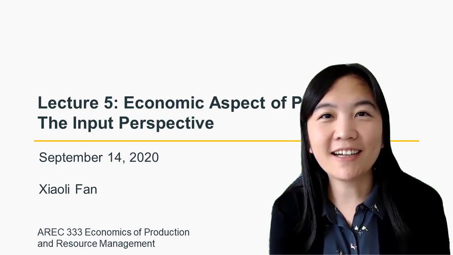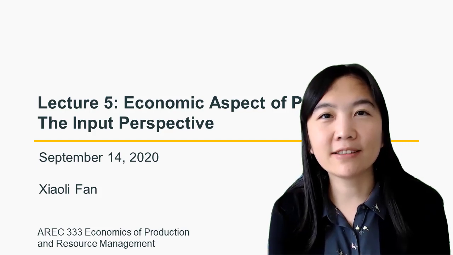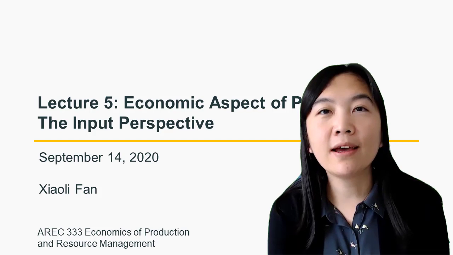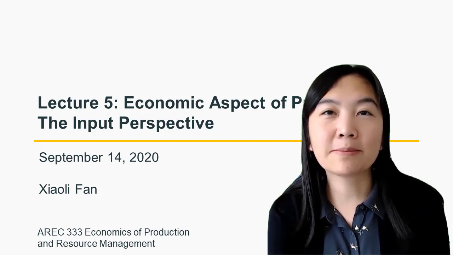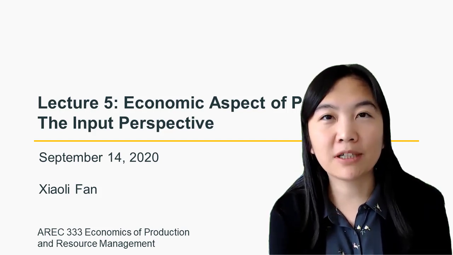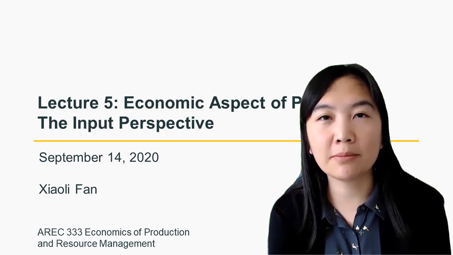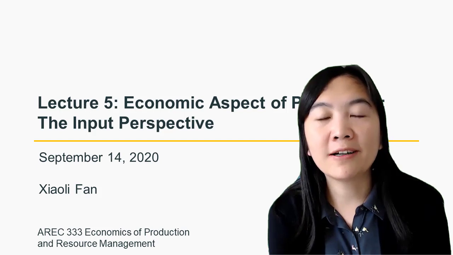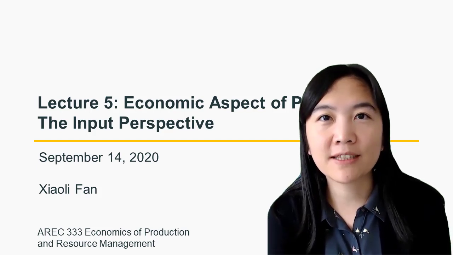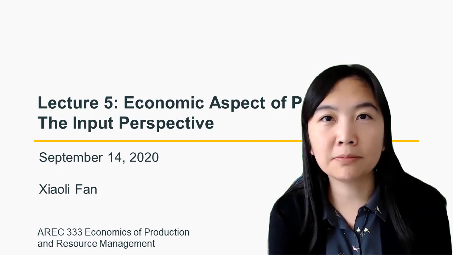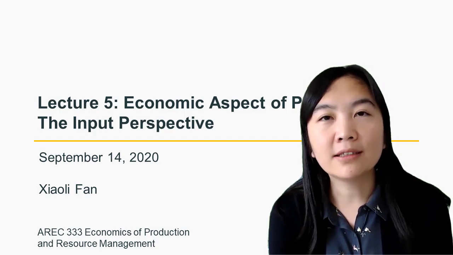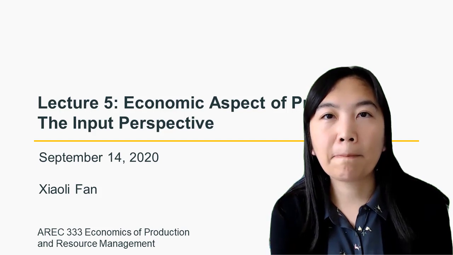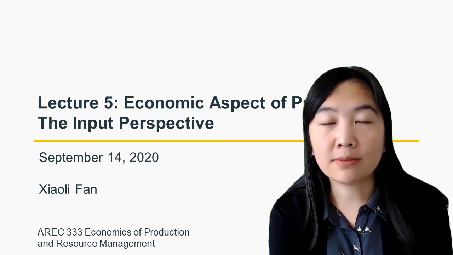Hi class, last lecture we finished the technical aspect of production, and today we're gonna start with the economic aspect of production, and we're gonna first approach the economic aspect from the input perspective. So if there's an input perspective, then there's gonna be an output perspective as well. And the difference between those two perspectives is what is the choice variable.